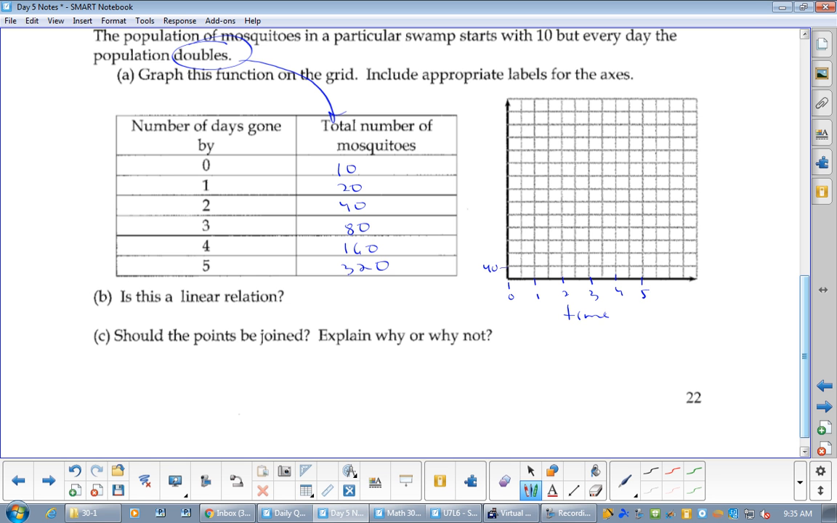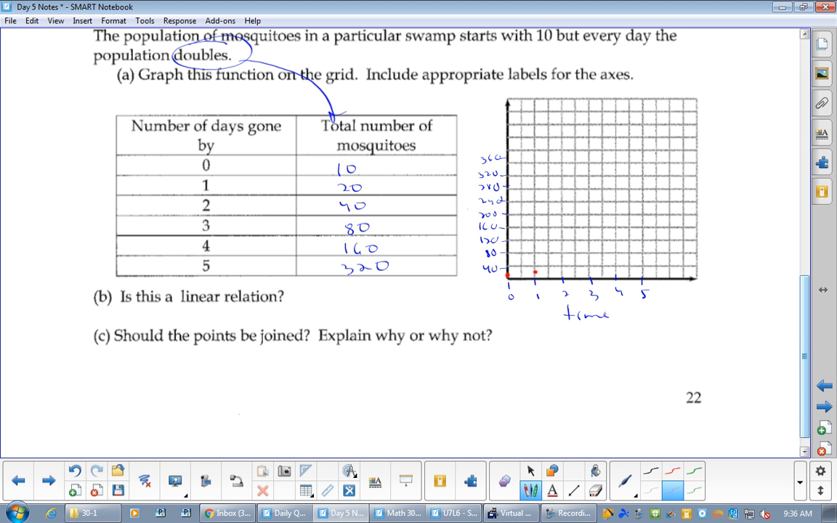So 40, 80, 120, 160, 200, 240, 280, 320, 360. Okay? So we start with 0. We would have 10. Okay? So you're going to have to kind of eyeball it, right? You don't want it right on 0, but you want it kind of a quarter up. After 1 day, we'd have 20.